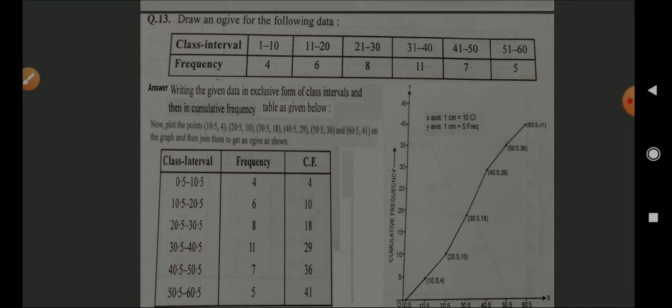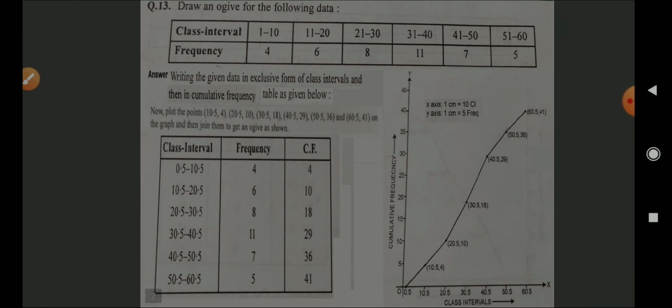And then you start plotting the graph from 0.5 to 60.5 on the x-axis, and the minimum value for this one is 4 and the maximum value is 41. So we'll take 5, 10, 15, so it will be easy for us to plot. Then for 0.5 it is 0, 10.5 it is 4, 20.5 it is 10, 30.5 it is 18, 40.5 it is 29, 50.5 it is 36, and the last one, 60.5, is 41. Then connect the dots with the help of a scale or freehand. So this is how we draw the cumulative frequency curve, or you can say ogive.